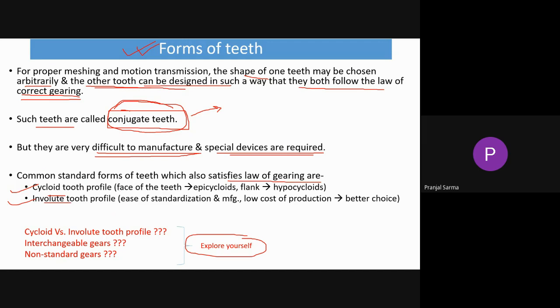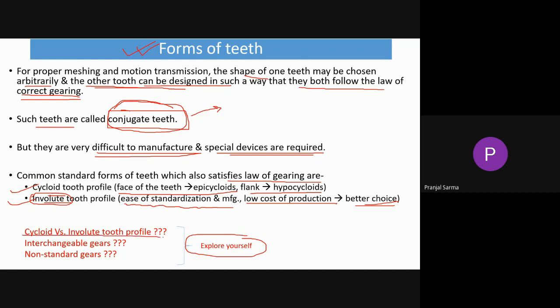In the case of the cycloidal profile, the face of the tooth is an epicycloid and the flank portion is a hypocycloid. And the other is the involute tooth profile. Selecting the involute tooth profile has certain advantages: there is ease of standardization as well as manufacturing, and less cost of production is involved. That's why, out of these two, it is a better choice. Understood?